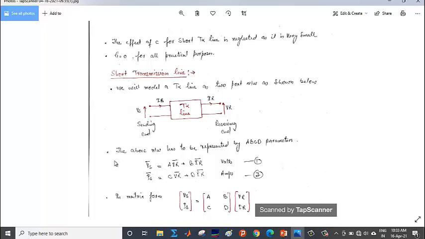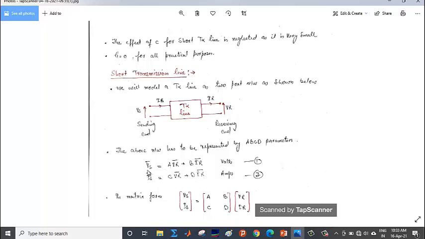For the time being, when we represent this system in terms of ABCD parameters, Vs will be equal to A times Vr plus B times Ir. This is the general formulation of ABCD parameters, and Is is equal to C times Vr plus D times Ir.